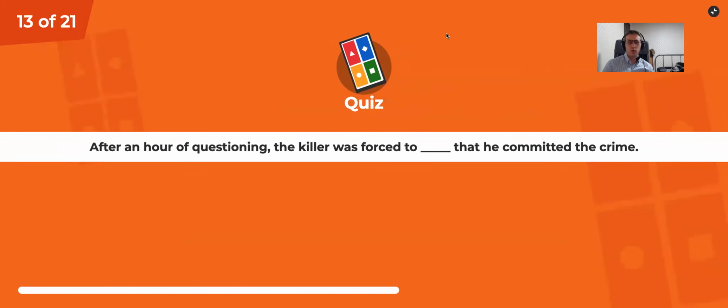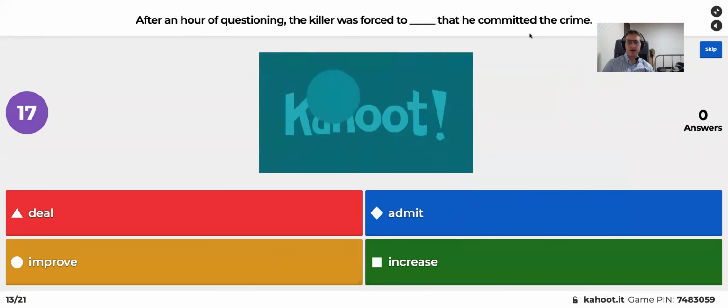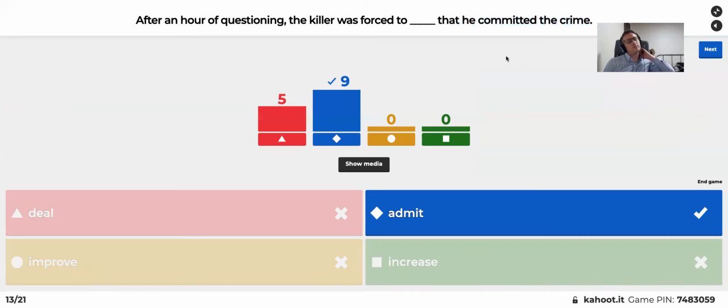After 1 hour of questioning, the killer was forced to blank that he committed the crime. So he did the crime. The killer did the crime. Admit, right, admit that he did the crime.